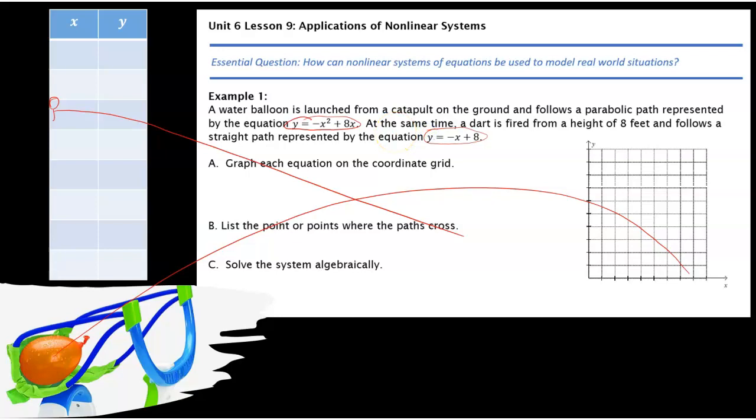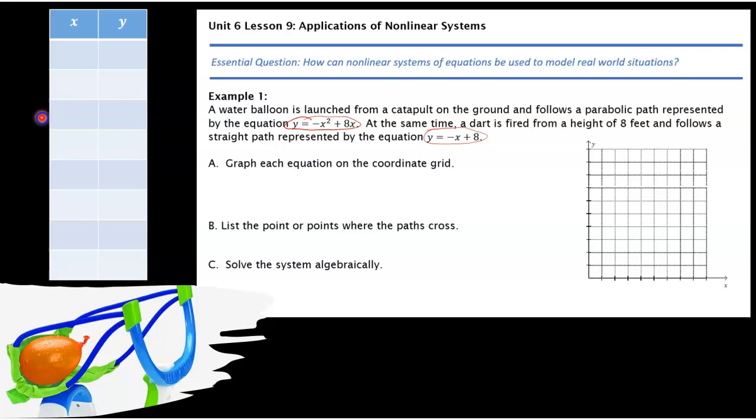What we're going to do is graph each of the equations on our coordinate grid. So we're going to graph the parabola as well as we're going to graph that straight line from that dart. And then we're going to list the point or points where the paths cross. And then we'll also solve the system algebraically. So what we're endeavoring to do is see exactly where the water balloon and that dart meet up.